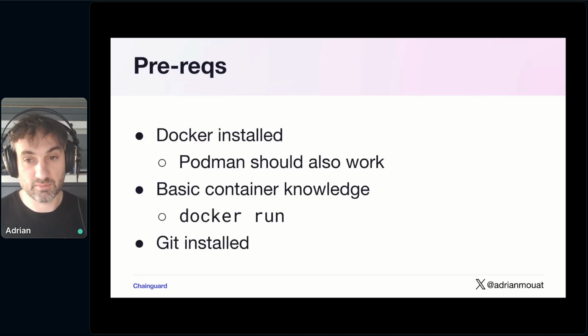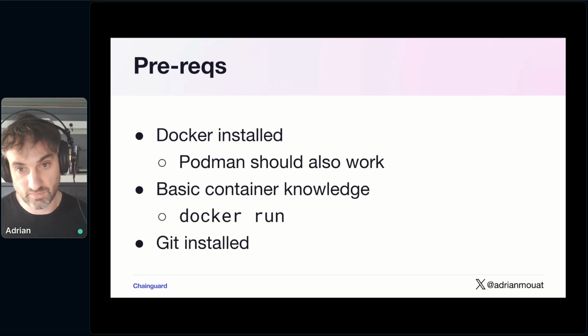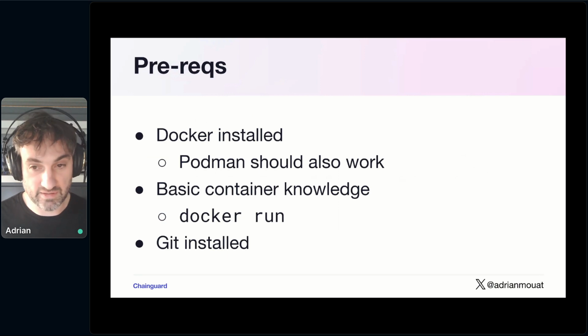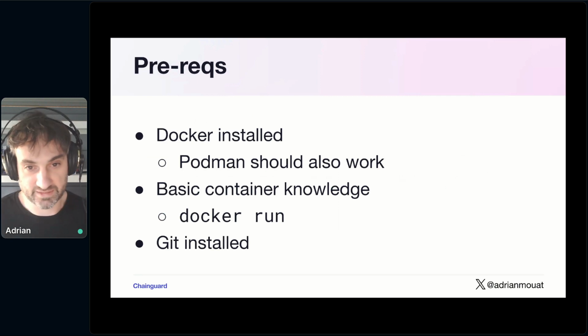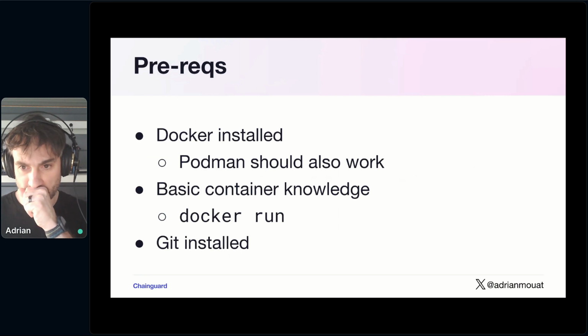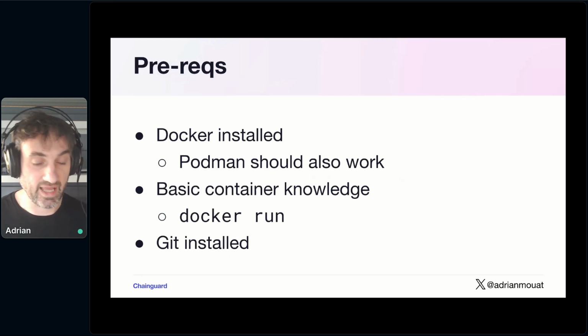So I mentioned this before, prerequisites. If you want to follow along, you'll need a system with Docker installed. I think Podman will also work fine, though I've not actually tested with Podman. If you have basic container knowledge, that'd be really useful. But really all you need to be able to do is run Docker run and understand basically what that's doing, and that'll be more than enough. You'll also need Git installed if you want to get our example code and change branches in it.